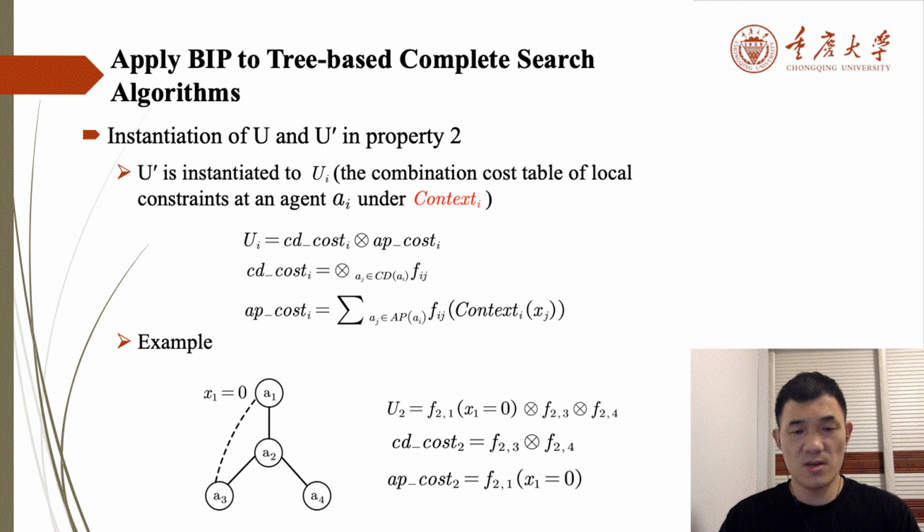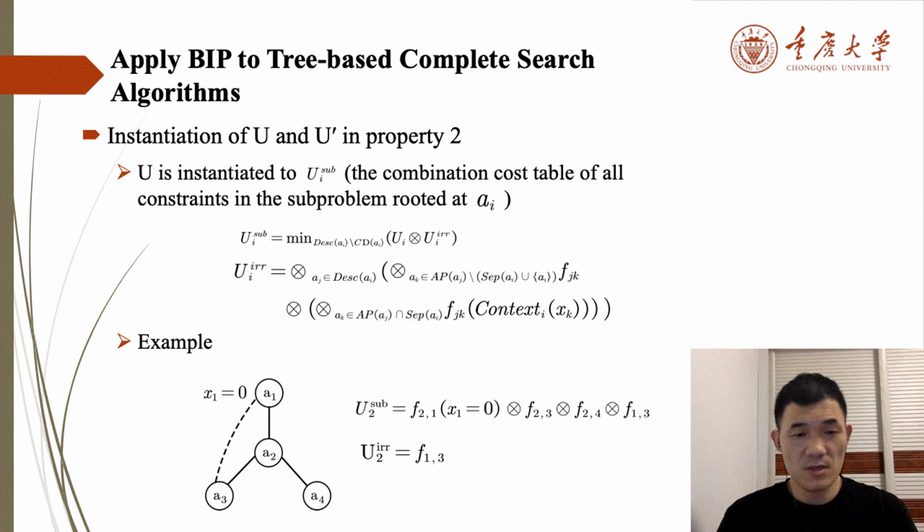Look into a DCOP. Given its pseudo-tree and a running context, U prime in property 2 can be instantiated to the combination cost table of local constraints of an agent Ai under context I. The cost table U in property 2 can be instantiated to the combination cost table of all constraints in the subproblem rooted at Ai. We have proved that the instantiated cost tables satisfy the conditions presented in property 2.